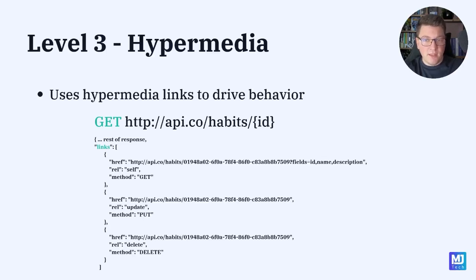And at level 3, the representation is also going to include a set of hypermedia links, which are going to help us determine what are the next available operations on this resource. So we could have a hypermedia link to fetch the resource again. We could also have a link to update the resource or delete it, and if there are any other operations that we can do on this resource, we can also include them here.